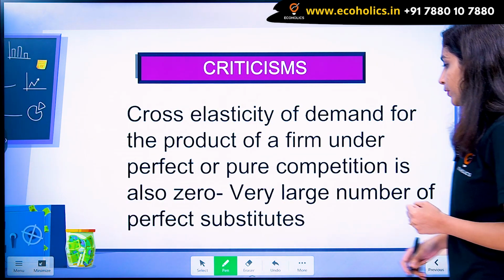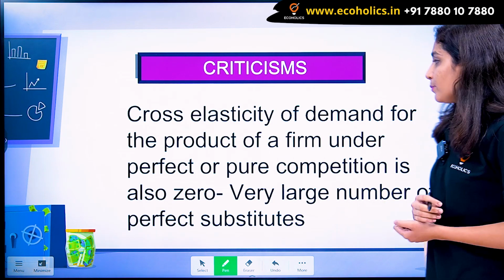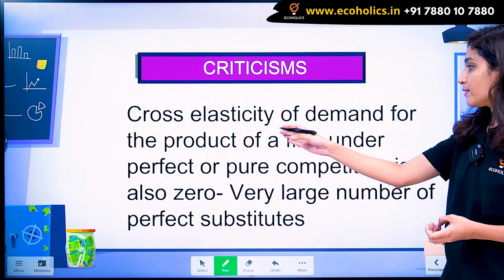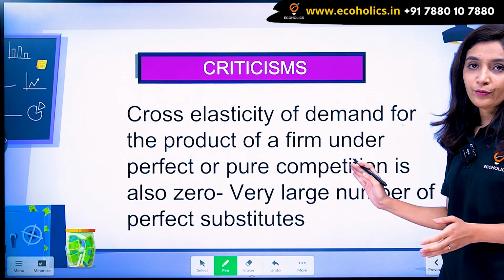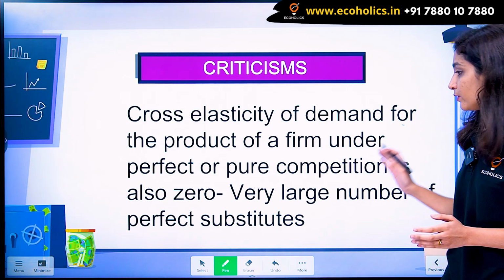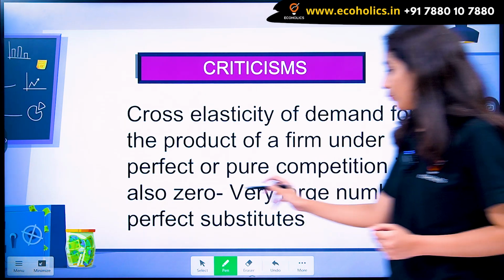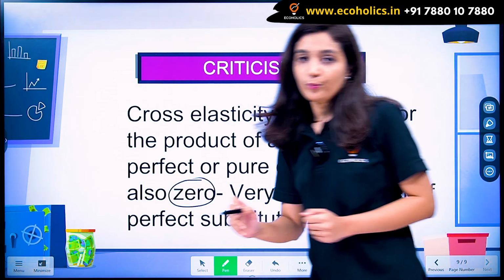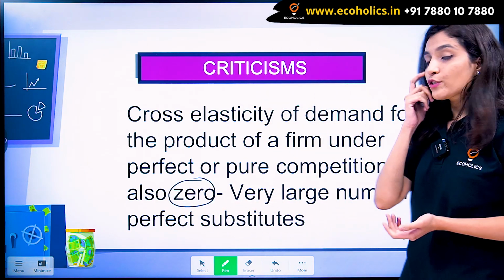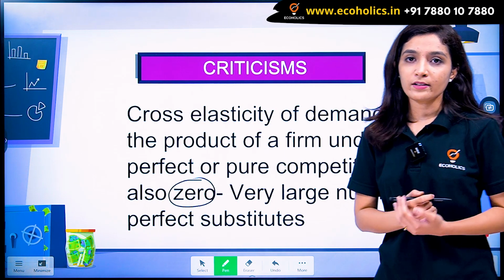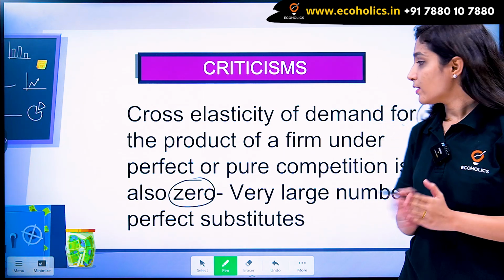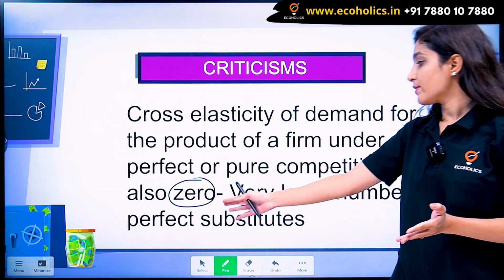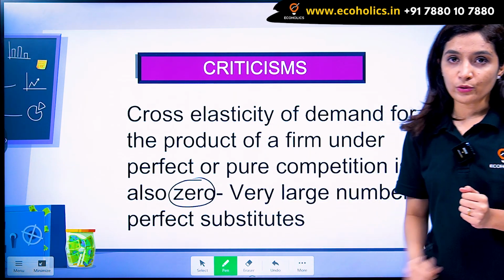Now, the other criticism is that the cross elasticity of demand for a product of a firm under perfect competition is 0. Again, it's 0. But we have seen that in case of pure monopoly, only the cross elasticity of demand is 0. So now, the second condition states that the cross elasticity is 0. Now, why is it so?